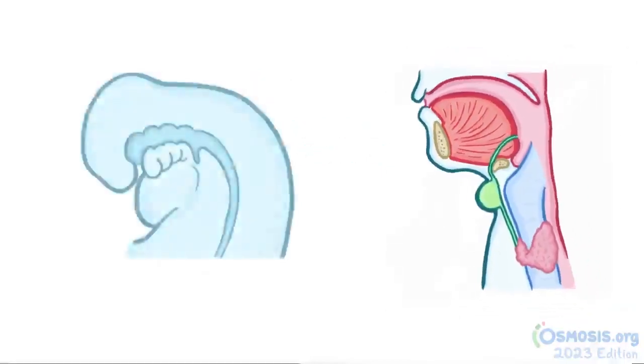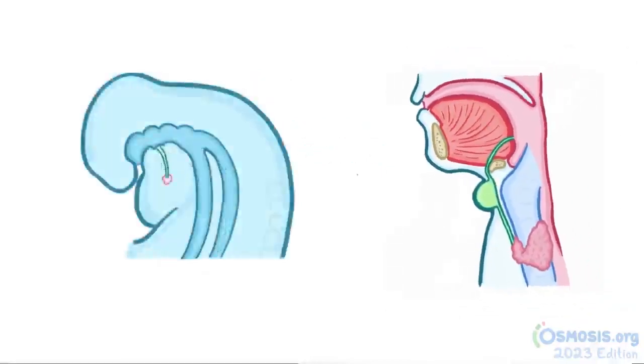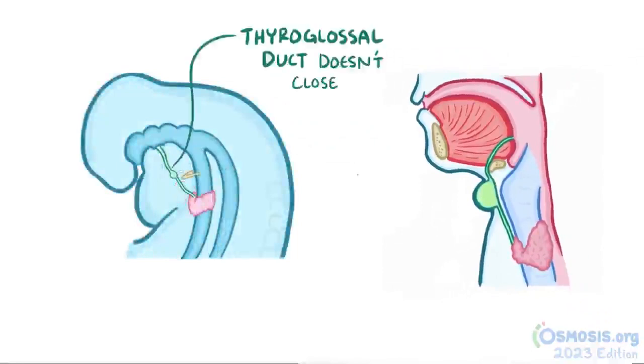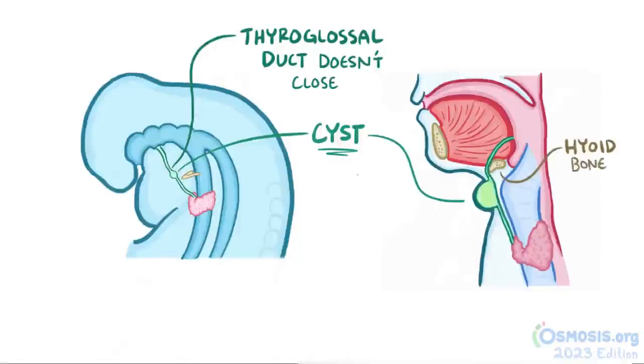Alright, as a quick recap. As the thyroid gland descends during development, a tiny thyroglossal duct forms. If the thyroglossal duct doesn't close in on itself, it can start to fill up with mucus, which creates cysts anywhere along its tract. These cysts are usually midline on the neck, just above or below the hyoid bone, and can be surgically removed.